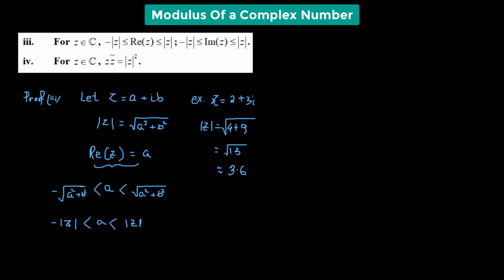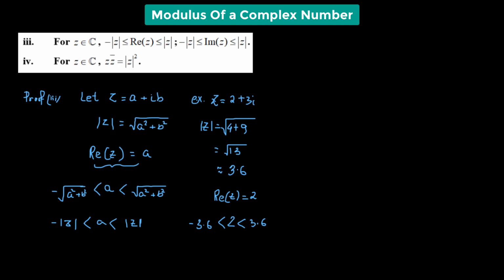So here we'd say that the real value of z is 2, and we can see that 2 is greater than negative 3.6 and lesser than positive 3.6. So it makes sense. The real part of z is always going to be lying between the negative and positive absolute value of z. The same holds true for the imaginary part as well.